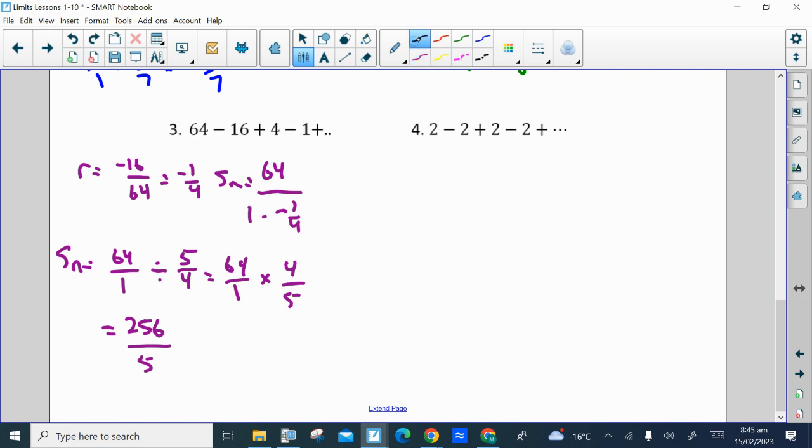For number 4, when you find the common ratio for this, by dividing the second term by the first, or the third by the second, or the fourth by the third, you get the same value every time. It's negative 1, so therefore this is divergent. No sum exists. A sum will only exist if the common ratio is between negative 1 and positive 1.